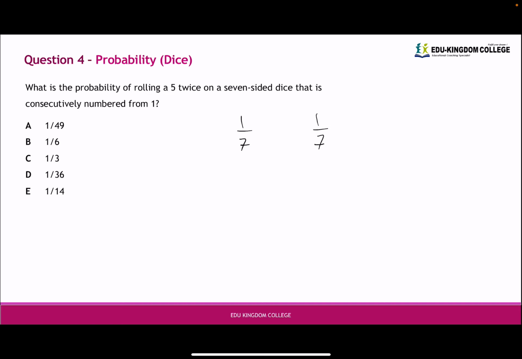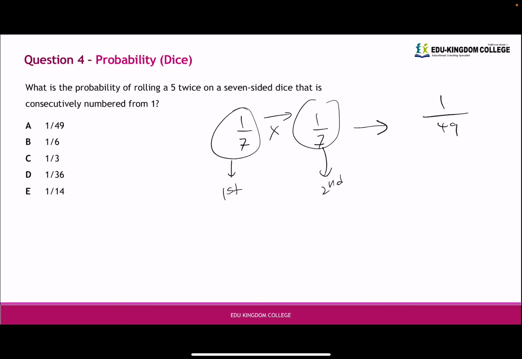Now, what we do when we have these 2 separate events, so one is rolling on the first, one is rolling on the second, is we need to multiply them together if they're going to happen together. So the chances of them are going to be significantly lower if they're going to happen together, whereas they might be higher if they were to happen separately. Now, if we want to throw them twice in a row, the chances are going to be 1 over 49, because top times top, bottom times bottom should give you 1 over 49.